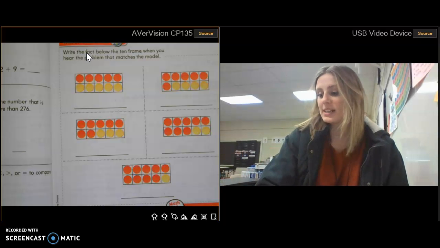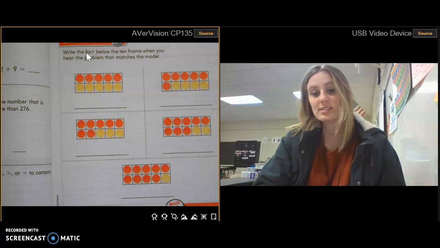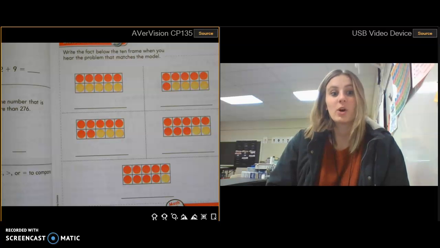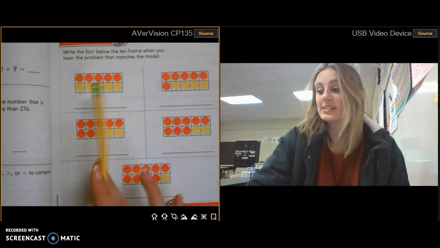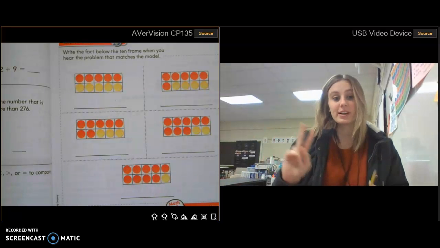So our problem is this. There are 6 large dogs and 4 small dogs. How many dogs are there? When we're looking at a tens frame, we see two different sets of counters, right? We see a set that's red and we see a set that's yellow. These are our two different numbers.